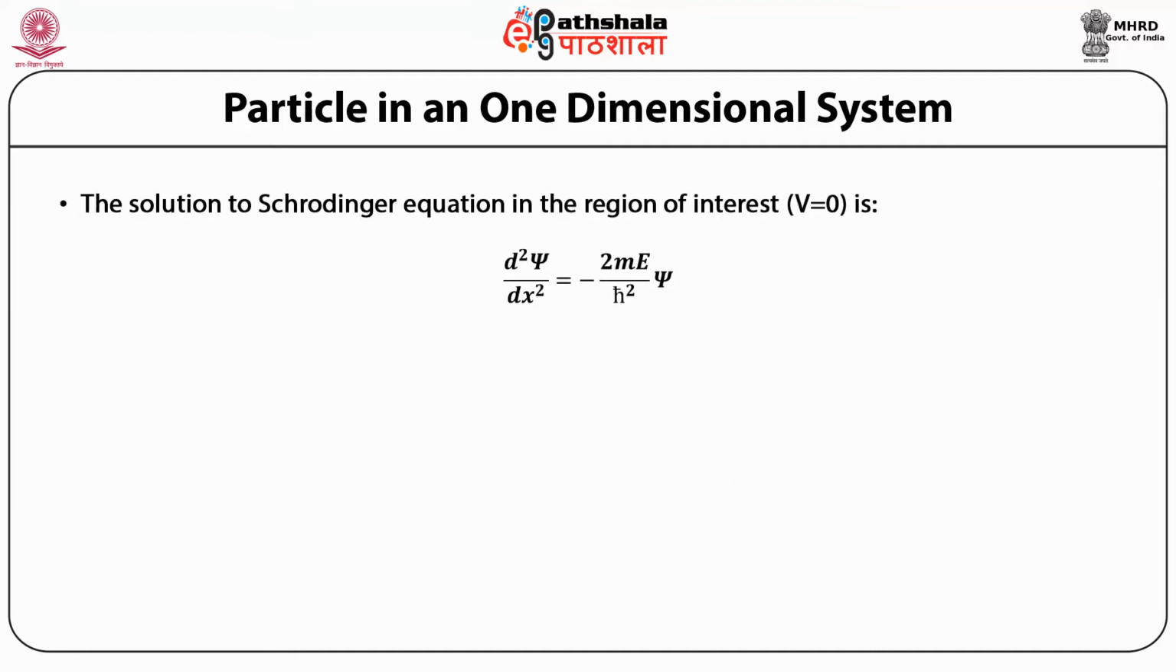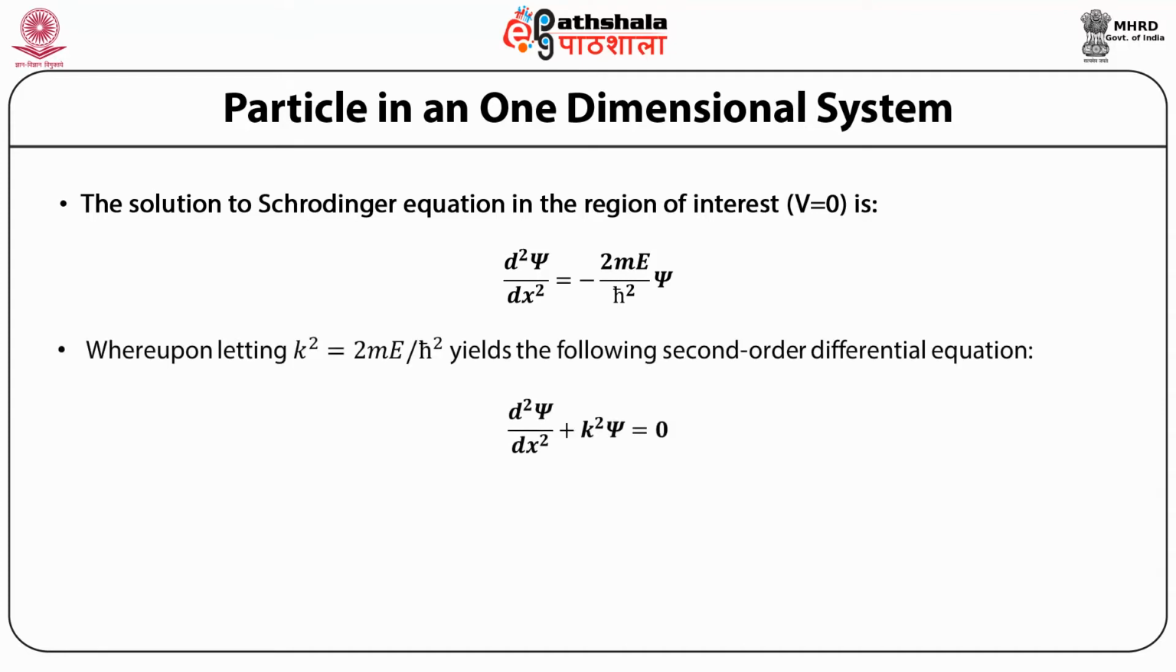So the solution to the Schrödinger equation in the region of interest V equal to 0 is given by d square psi by dx square equal to minus 2mE by h cut square psi, whereupon letting k square equal to 2mE by h cut square yields the following second order differential equation, that is d square psi by dx square plus k square psi equal to 0.